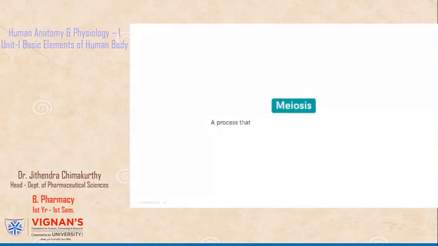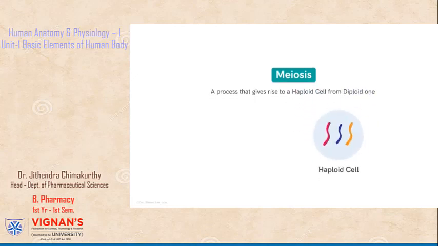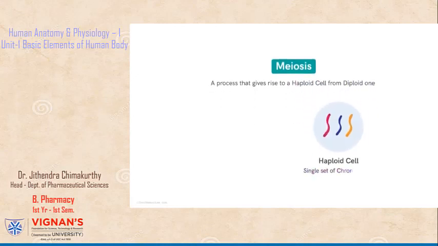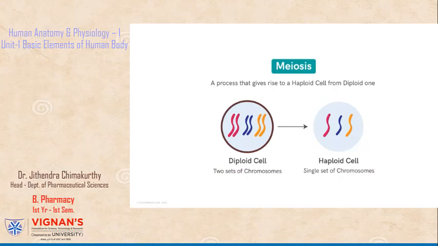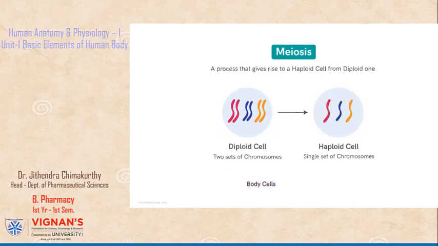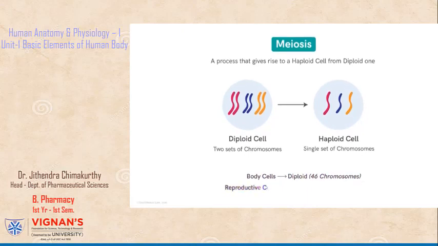Meiosis is a process that gives rise to a haploid cell from a diploid one. Now you must be wondering, what is a haploid cell and a diploid cell? Well, a haploid cell is one that has a single set of chromosomes, while a diploid cell has two sets of chromosomes. That means a diploid cell has chromosomes in double dose, while a haploid cell has chromosomes in a single dose. So the cells in our body with 46 chromosomes are all diploid, while the reproductive cells are haploid with 23 chromosomes.